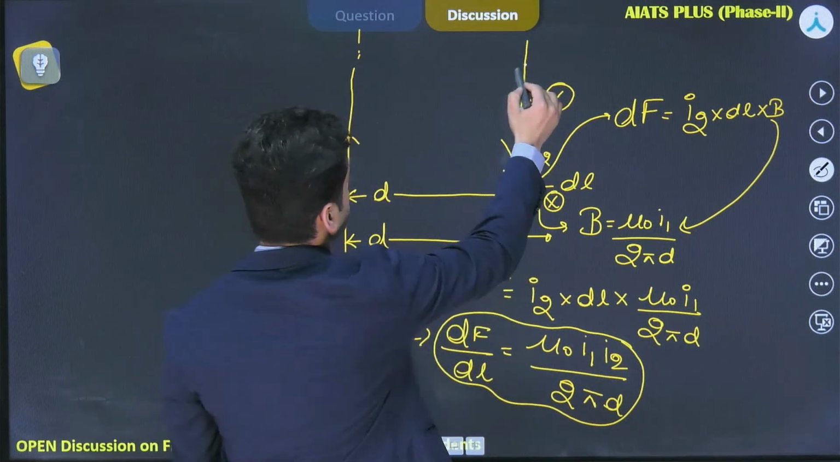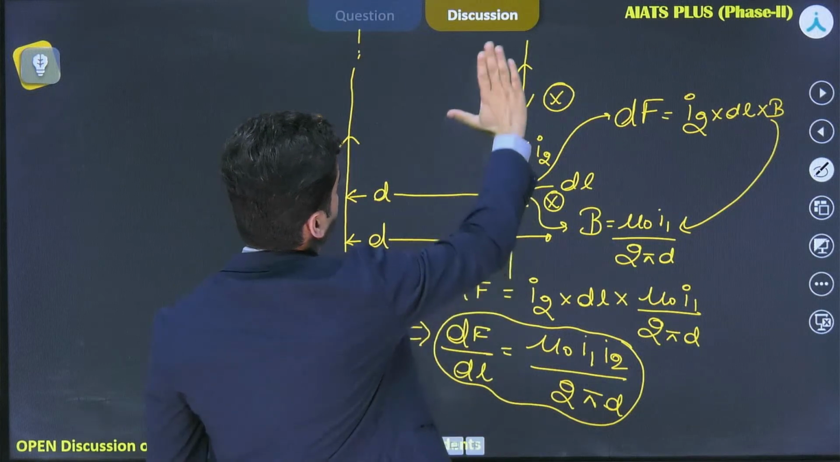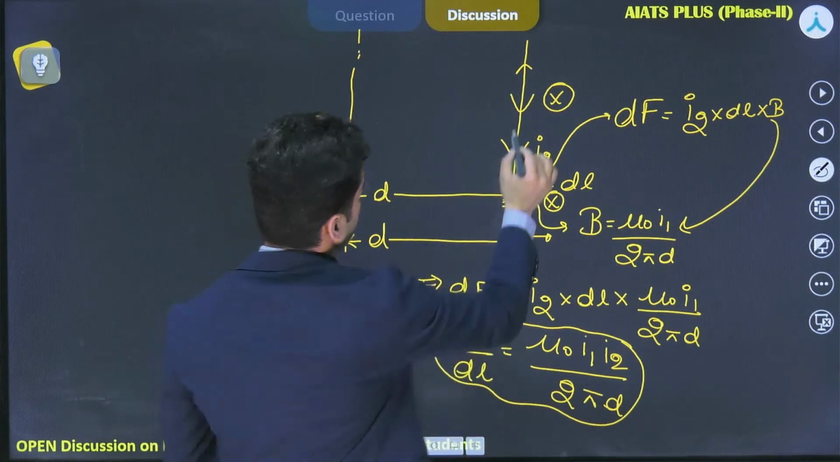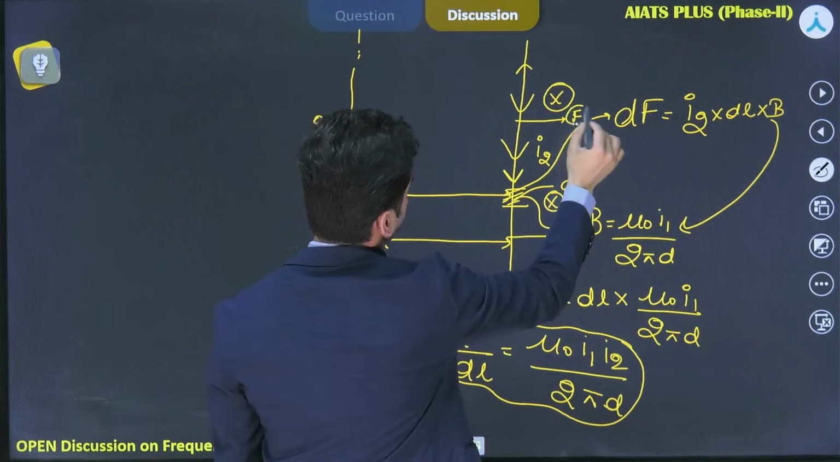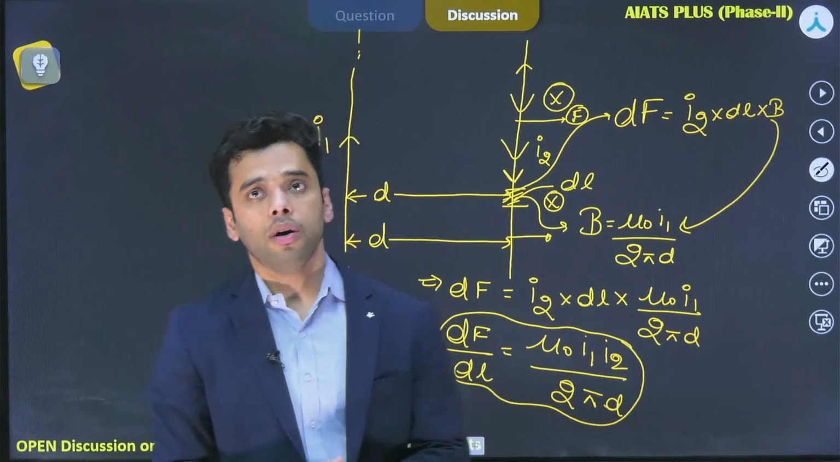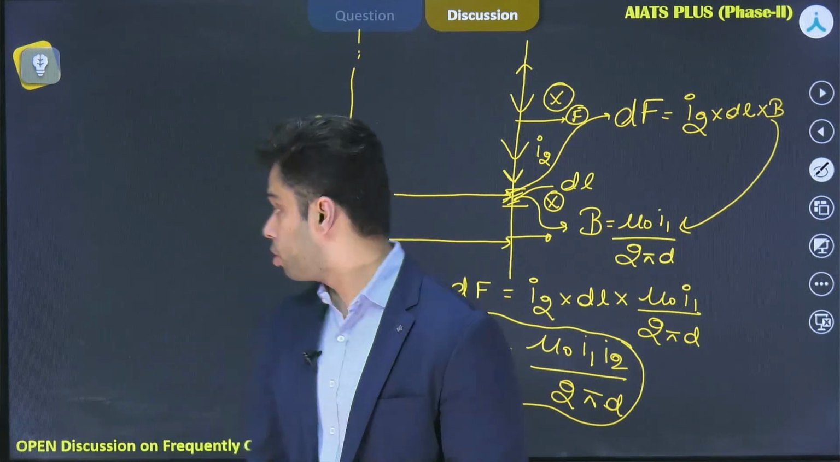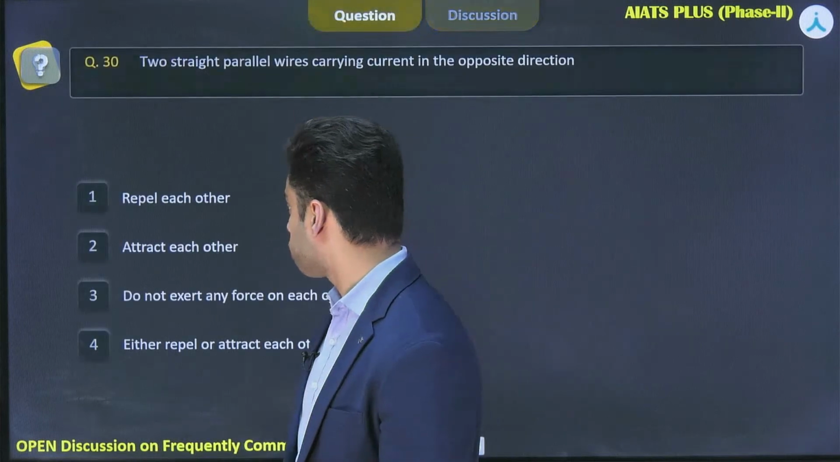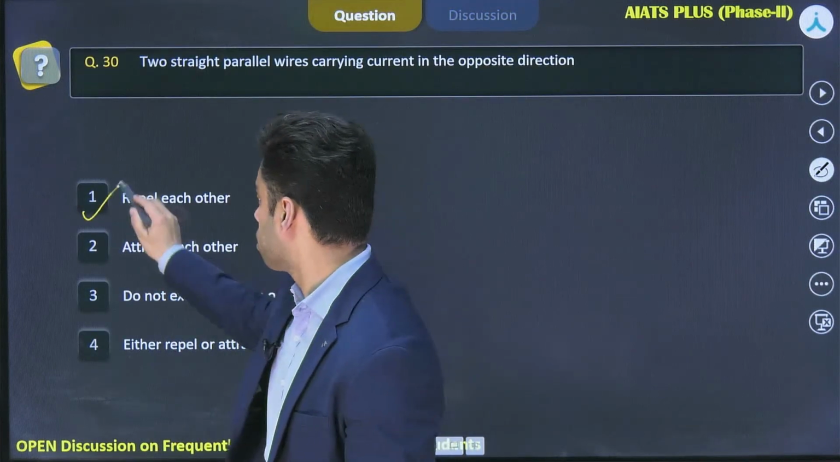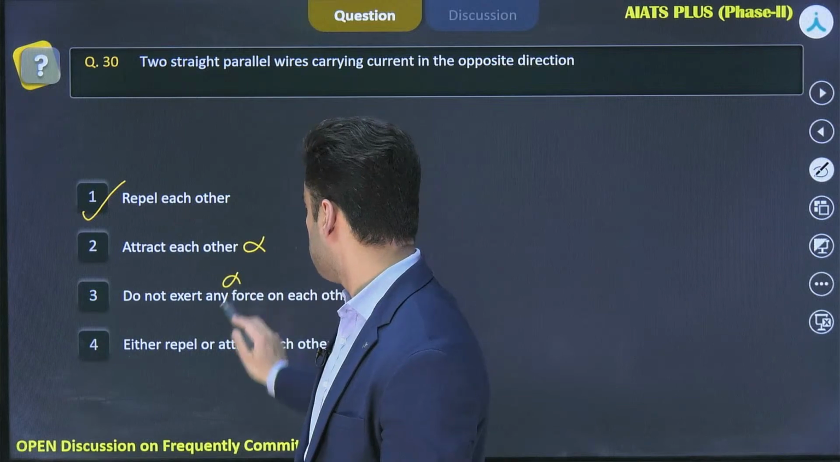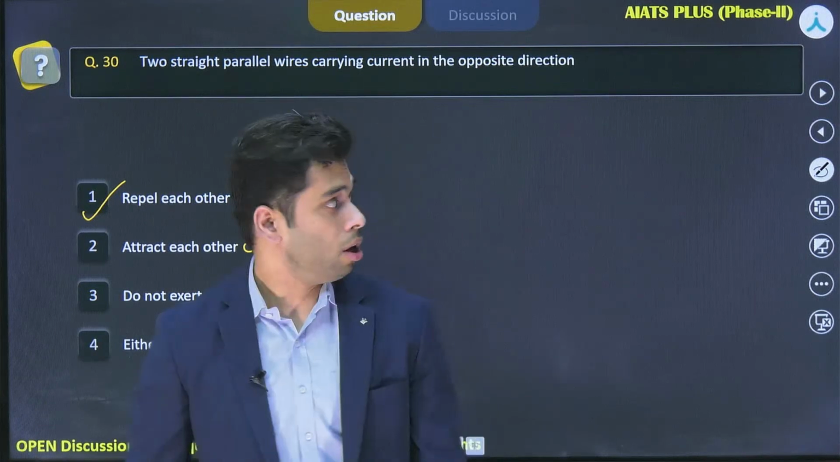Had the current been in this direction, you can see that with dl cross B, the force would have been in this direction. Currently the force is in this direction. So obviously they are trying to move away from each other, they are trying to repel each other, which means that the correct answer should be repel each other. Not attract each other, do not exert any force, no, either repel or attract each other.